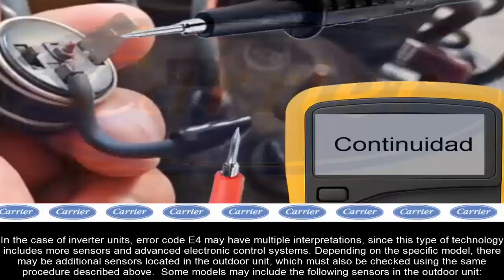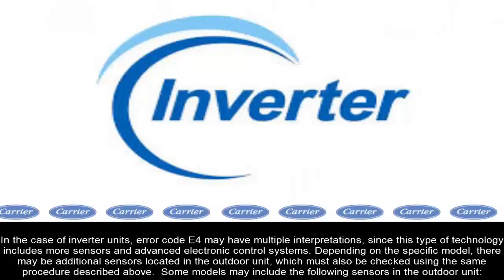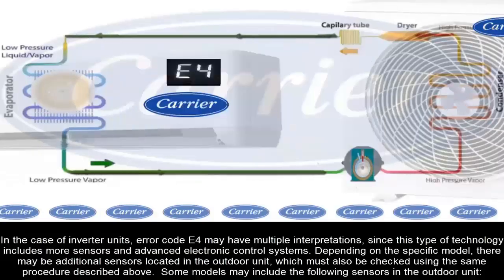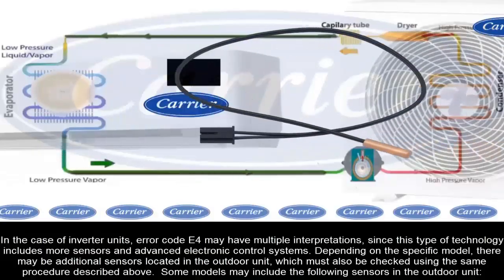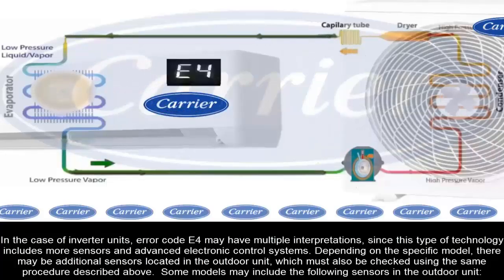In the case of inverter units, the E4 error code can have multiple interpretations, as this type of technology incorporates more sensors and advanced electronic control systems. Depending on the specific model, there may be additional sensors located in the outdoor unit, which should also be checked using the same procedure described above. Some models may include the following sensors in the outdoor unit.